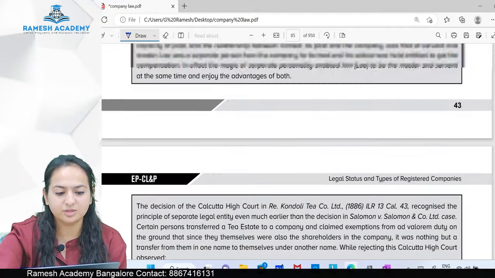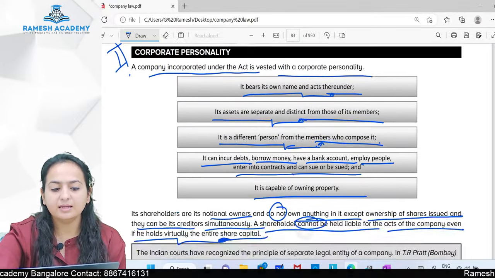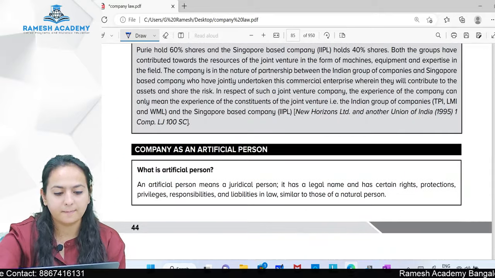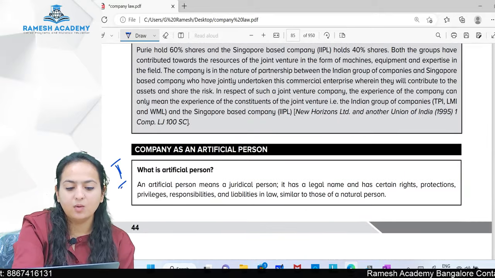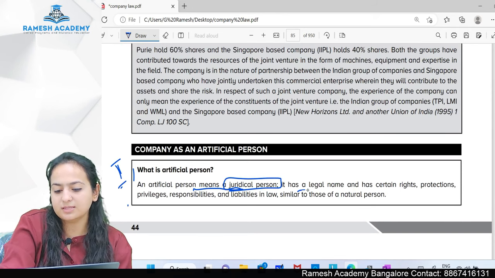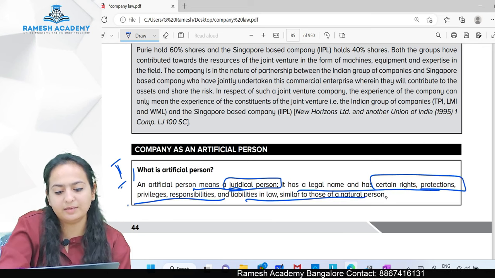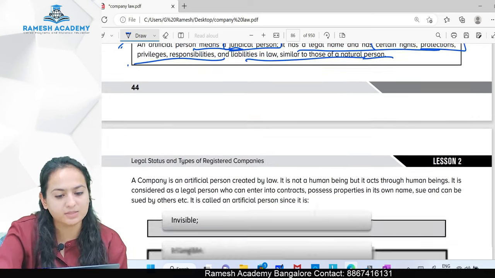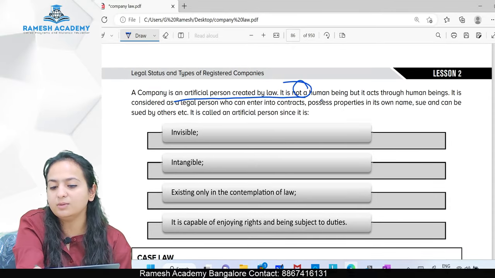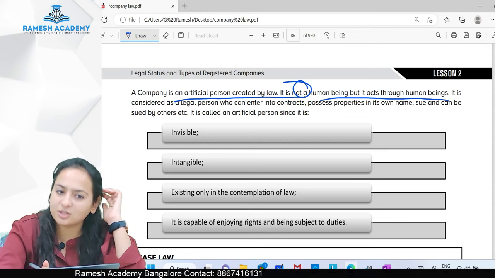The company is an artificial person. So the first point was corporate personality, then the company is an artificial person, the second point. What is an artificial person? An artificial person means a juridical person. It has a legal name, certain rights, protection, privileges, responsibility and liability in law similar to that of a natural person. A company is an artificial person created by law. It is not a human being, but it acts through human beings.